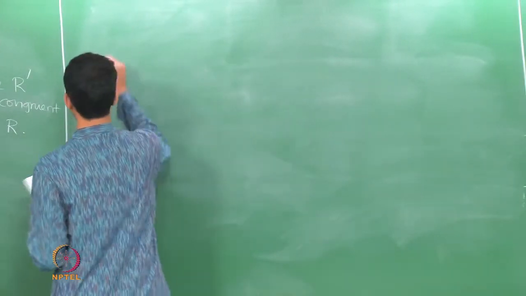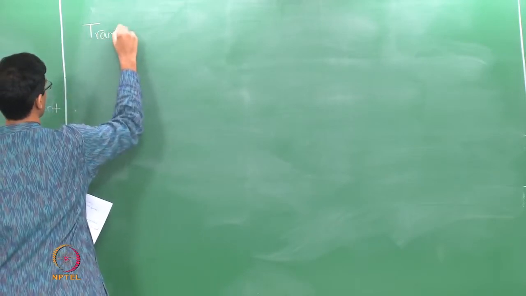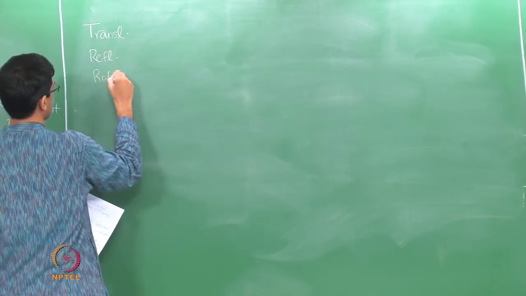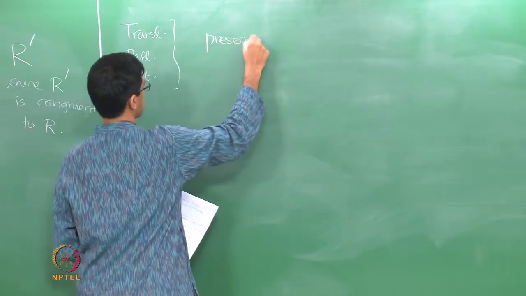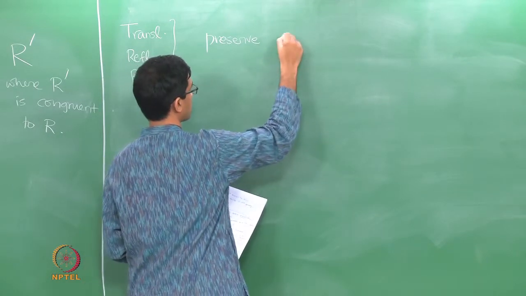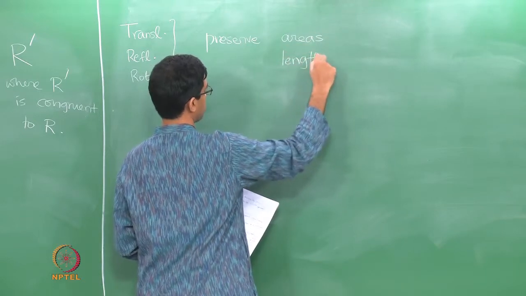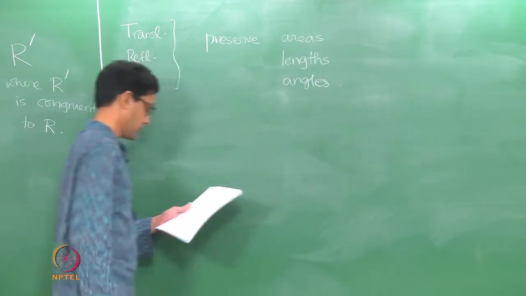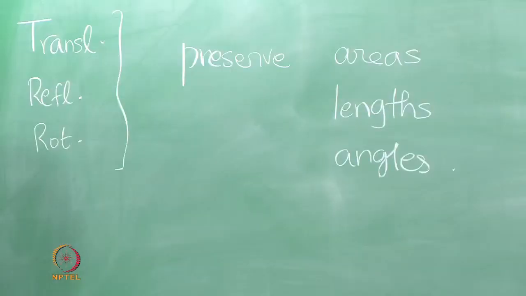So what is the property of translation, reflection and rotation? Well, translation, reflection, rotations, they preserve areas. So if I apply one to R, it gives me back another region of the same area. In fact, it gives me back a region which is congruent. In fact, it preserves lengths, it preserves angles. Okay. So it preserves all of these. So what does it mean to preserve lengths and angles?